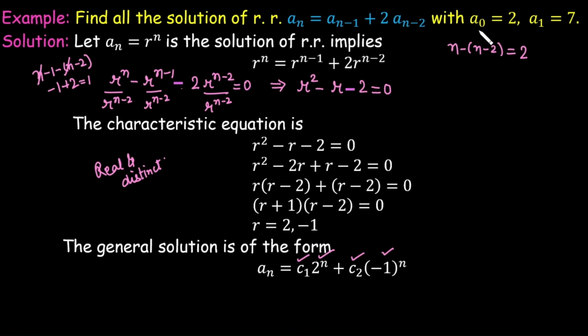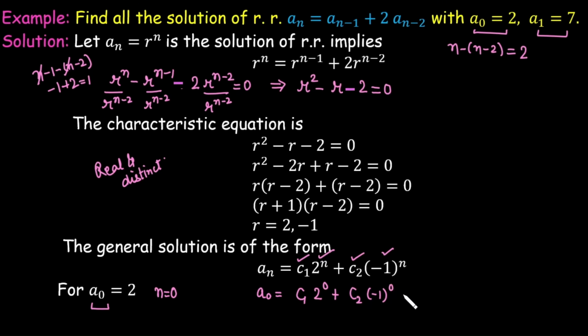But now in this question, it is given that a0 is equal to 2 and a1 is equal to 7. It means with the help of this, we can evaluate the values of constants C1 and C2. For a0 is equal to 2, it means here n is equal to 0. Substitute n is equal to 0 in this case. We have a0 is equal to C1 times 2 raised to power 0 plus C2 times minus 1 raised to power 0. This implies a0 is equal to C1 plus C2, and the value of a0 is 2. So we can write in this case 2 is equal to C1 plus C2.